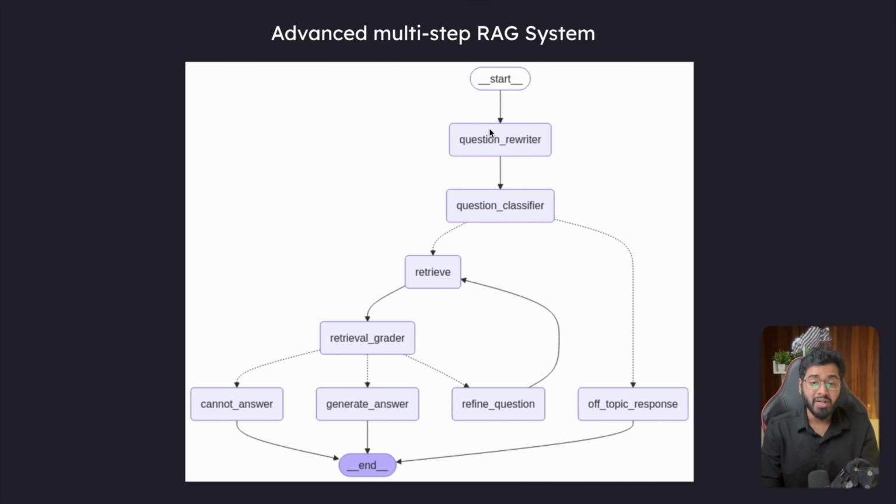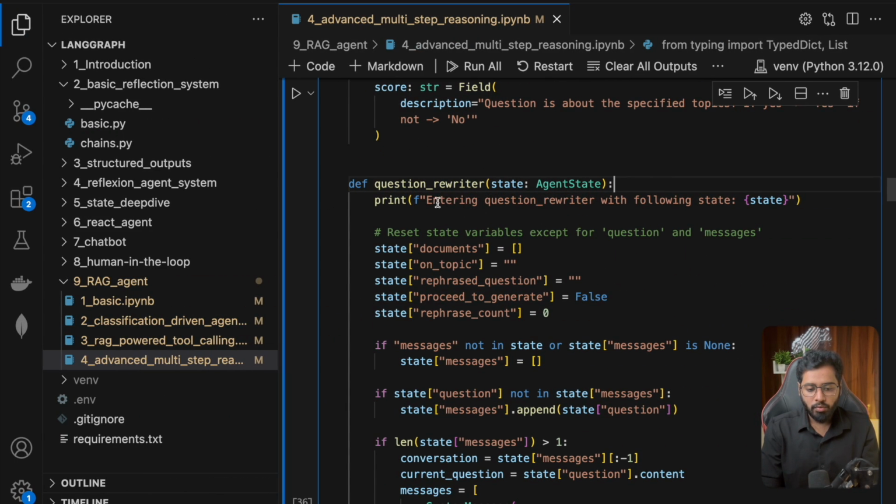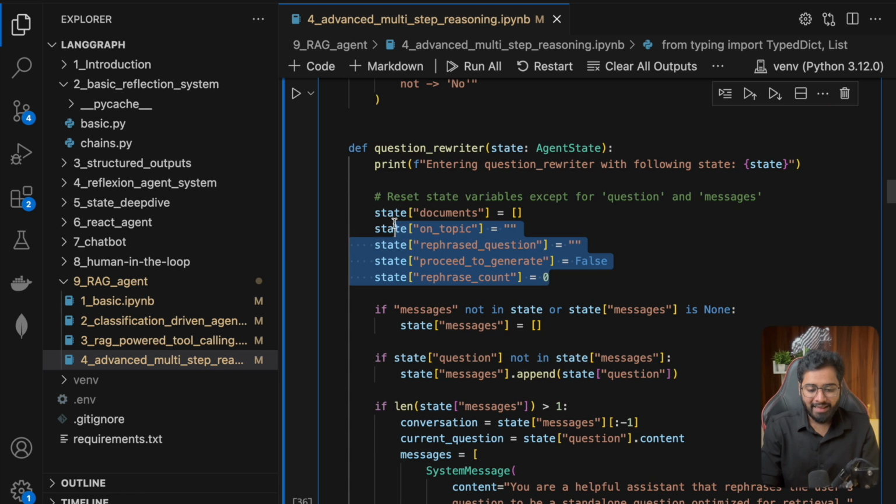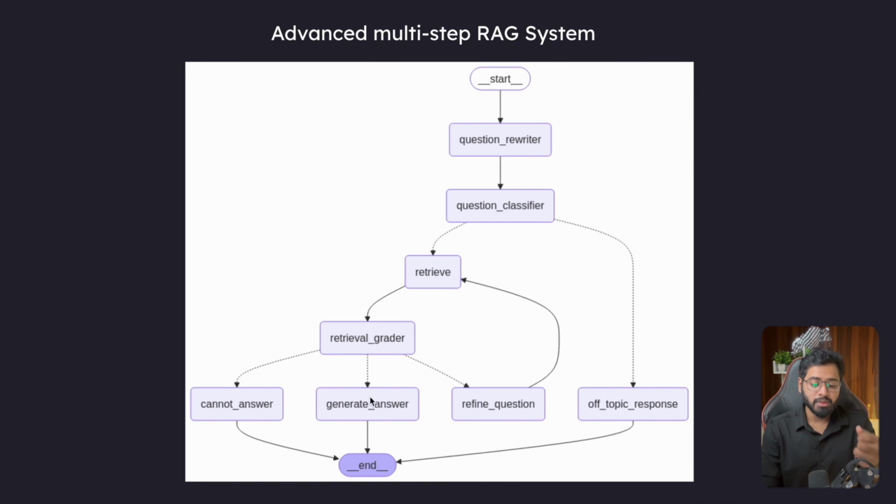Let's look at this first node. We're entering question rewriter with the following state. You can see that at the very start, we are resetting a lot of these state variables: the documents, on topic or off topic, the rephrased question, proceed to generate, and rephrase count. Why do we do that? Imagine that for every single question the user asks, the graph is going to run from start to end. For the second question, it's again going to run from start to end.